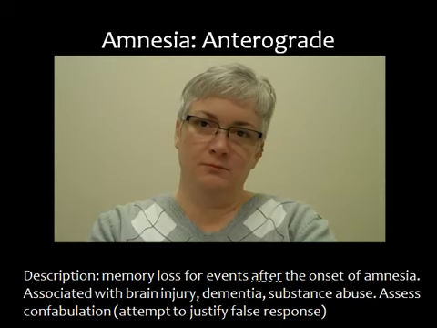Anterograde amnesia is described as memory loss for events after the onset of amnesia. Again, this is associated with brain injury, dementia, and substance abuse. And you would assess for confabulation if the client is demonstrating anterograde amnesia. And confabulation is defined as an attempt to justify a false response, meaning if a person gives incorrect information, they may attempt to defend that information as being correct when it is in fact false if the interviewer prompts further or prods further. Let's watch an example.